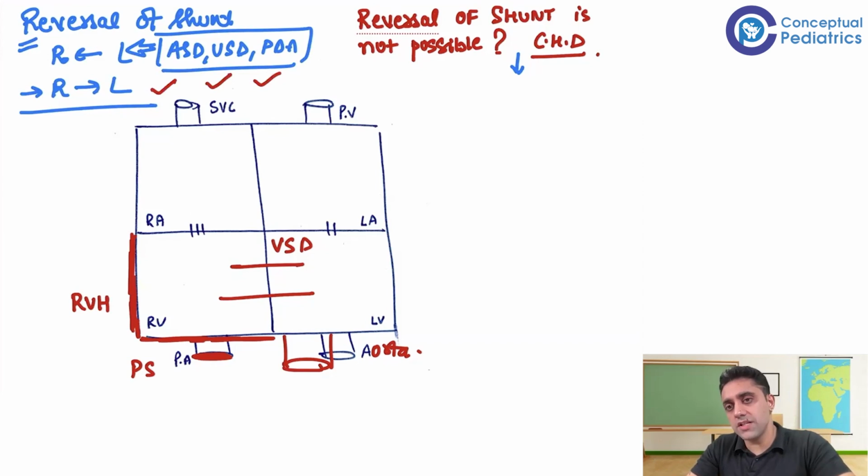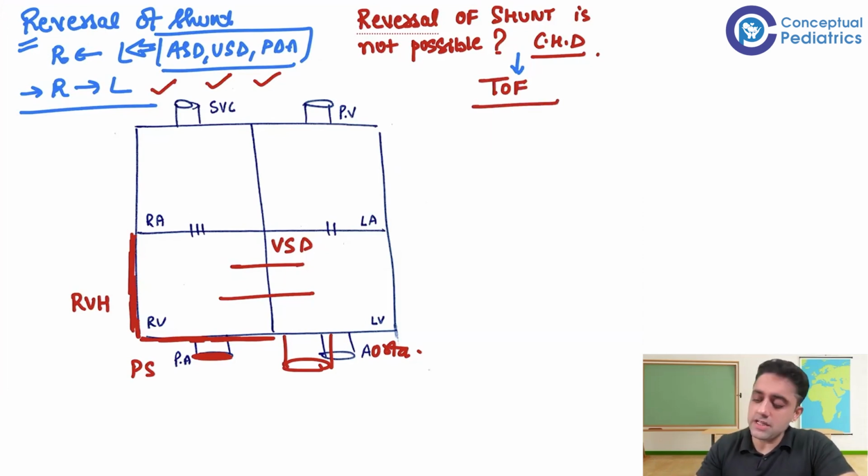So reversal of shunt can happen in a case of ASD, VSD, PDA, but it can never happen in a case of tetralogy of Fallot. Listen to me very carefully. The question was: reversal of shunt is not possible in which congenital heart disease? The answer is tetralogy of Fallot.